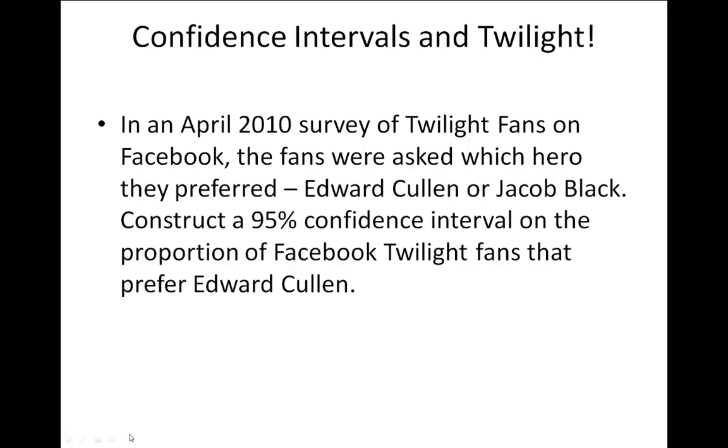prefer Edward Cullen. Notice that in the wording of the problem, we know that we're going to be doing a confidence interval because of these words: construct a 95% confidence interval. That tells us we're going to be doing a confidence interval. We also know that we're going to be doing it on the proportion because of that word there.